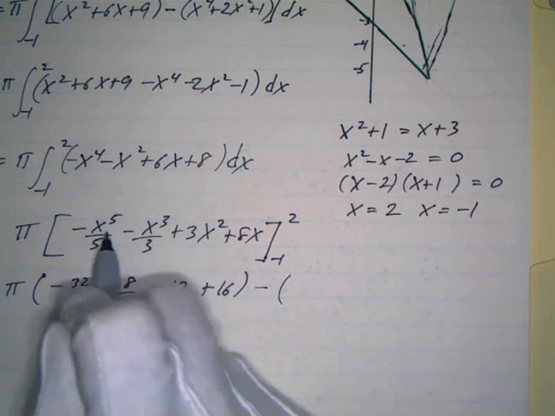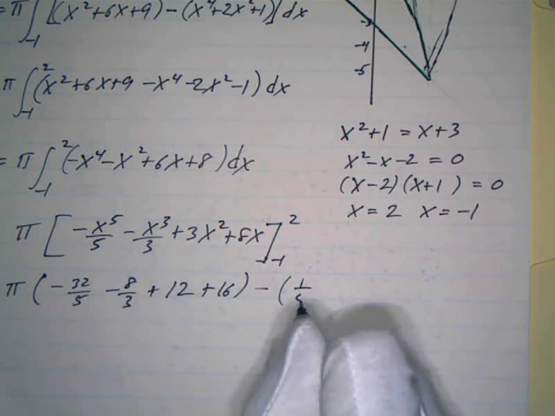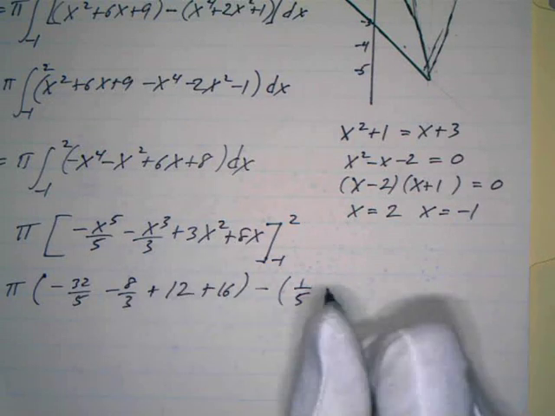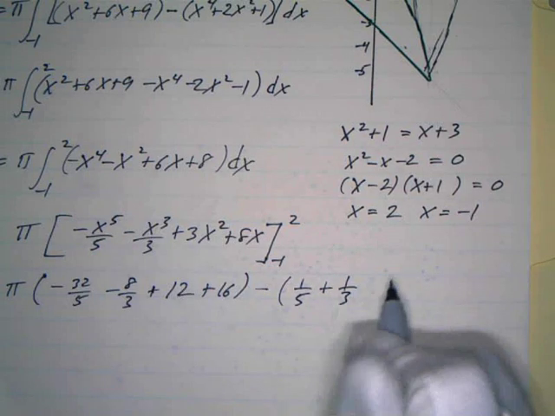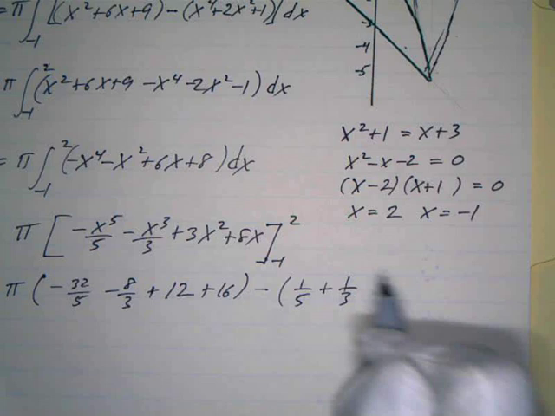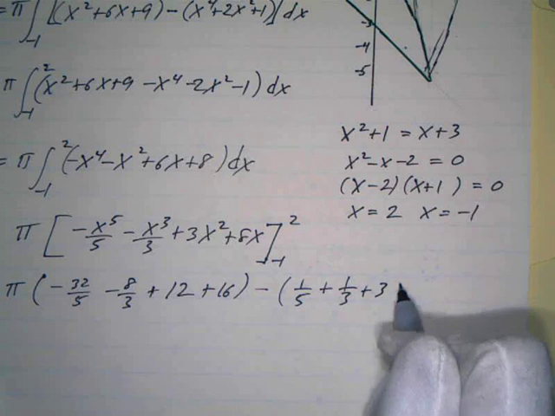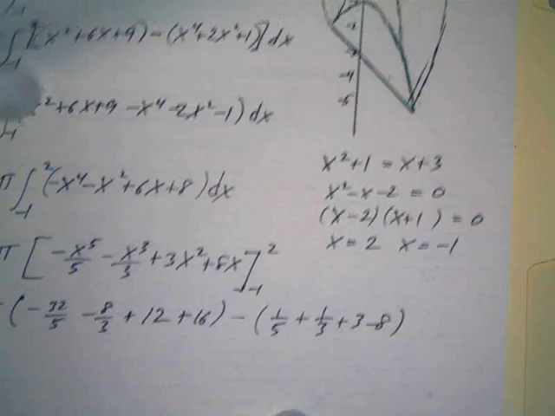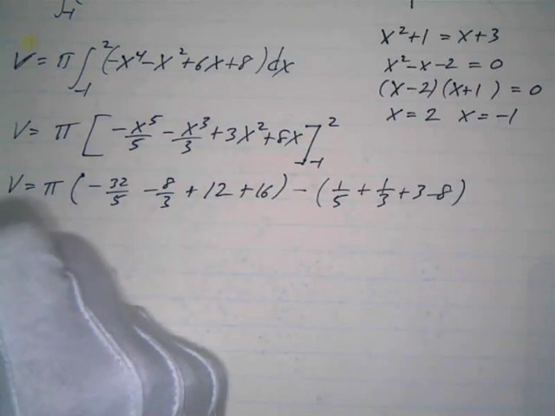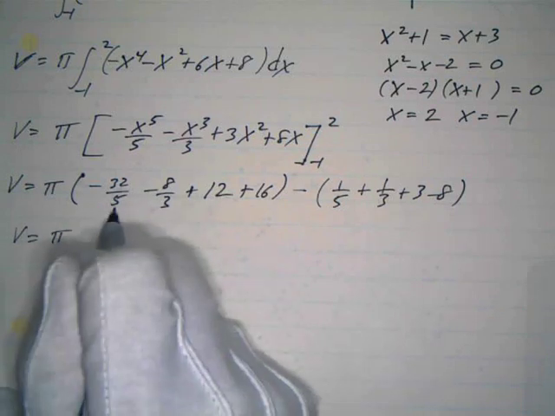So that's going to be negative times a negative, because if I raise -1 to the 5th, I get -1, times negative is 1. So I got 1 over 5. Same thing with the cube, that's another odd power. So that's going to be a negative times a negative is positive 1 over 3. And then 3 times 1 is 3. And 8 times -1 is -8. Okay.